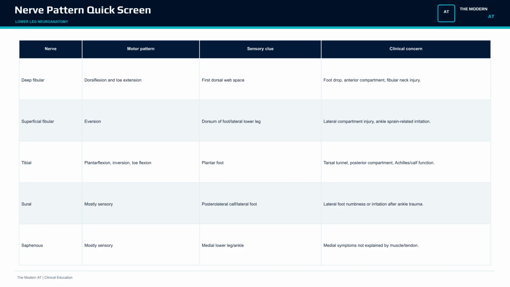Sural nerve symptoms may appear along the posterolateral calf or lateral foot, while saphenous nerve symptoms may appear along the medial lower leg or ankle. Compare side to side and document clearly. Progressive weakness, spreading sensory loss, or neurovascular symptoms should change urgency and may require referral.